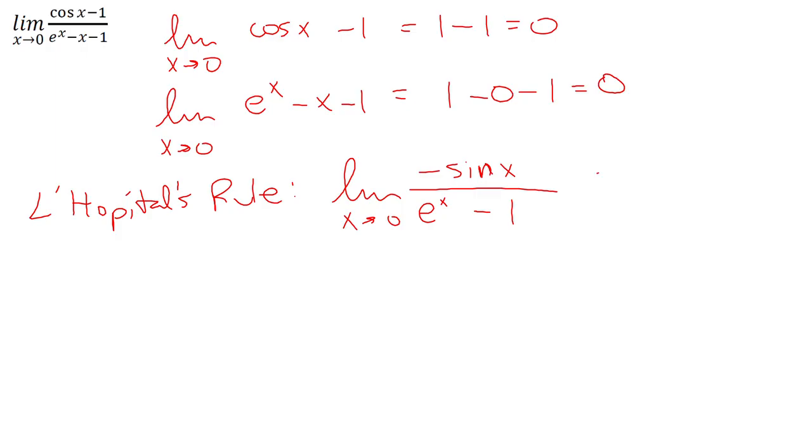Now, we probably immediately see that if I plug in 0 to the numerator, I get 0. And also that if I plug in 0 to the denominator, I get 1 minus 1, which is 0. Which means we're going to need to do a second application of L'Hopital's rule.